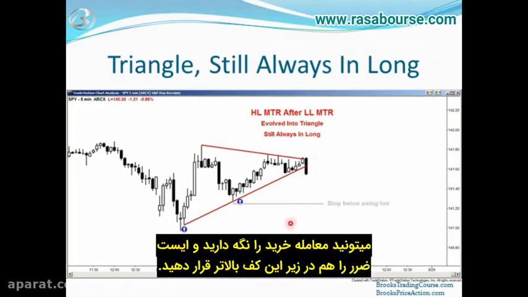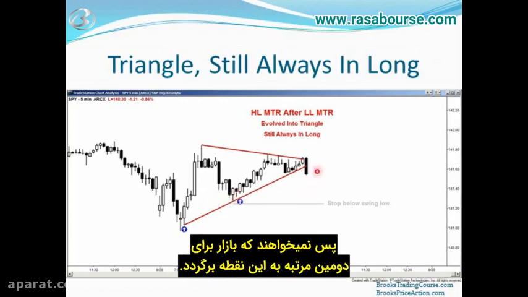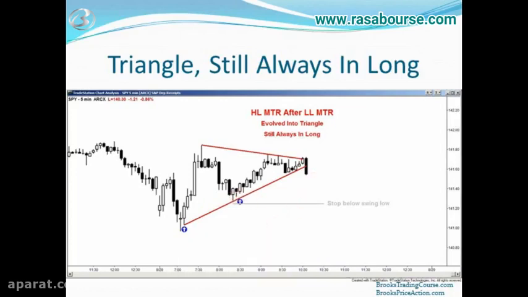You could stay long and with a stop below this higher low. You would not want the market to come down below that higher low, because most traders got long probably right around here. This fell below their entry price, and they would not want the market to come back down there a second time.